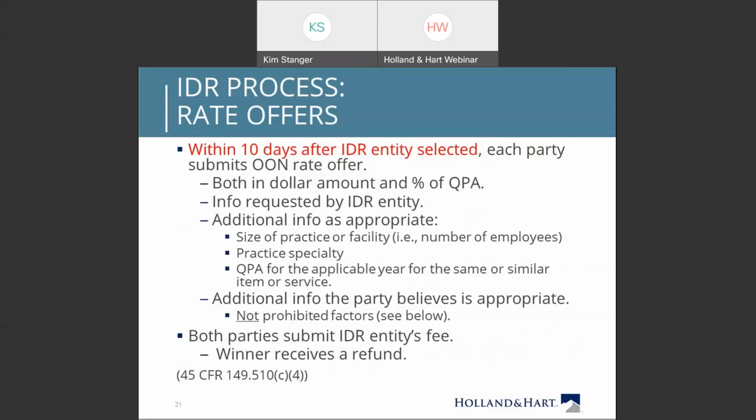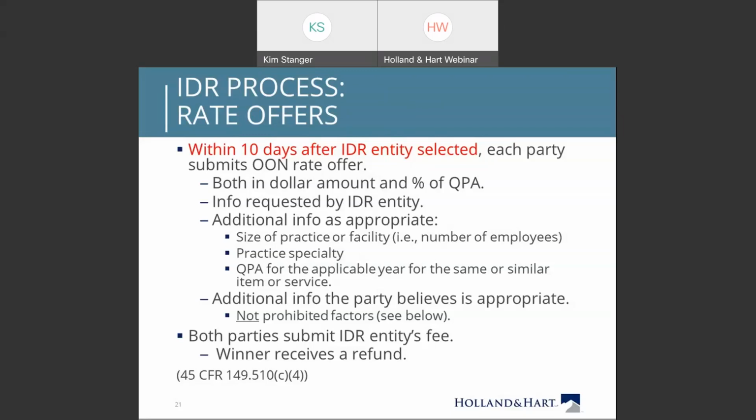All right, so once you've initiated that IDR process, within 10 days after the IDR entity is selected, so you get notice from HHS of who the IDR entity is going to be, each party has to submit their proposed out-of-network rate offer. You've got to submit that both in the dollar amount and as a percentage of the QPA. In addition, you'll submit additional information that's requested by the IDR entity. You're not required to as a provider, but you can if you want. You can submit additional information as appropriate to justify the amount that you're requesting. This is the amount that you hope will offset the QPA or explain why you should get more money than is just set out in that QPA.